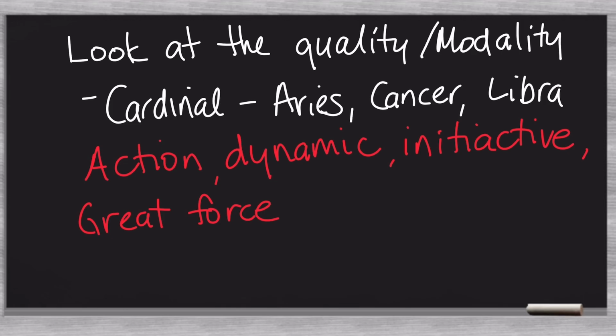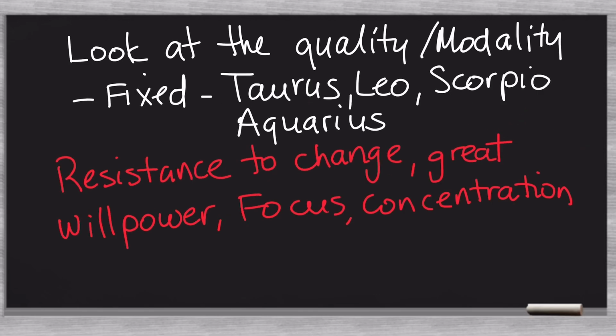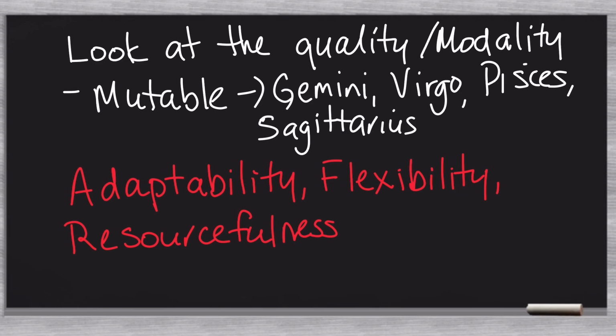Now, if we're looking at the cardinal signs, what does it represent? We're looking at Aries, Cancer, and Libra. So they are actually action-oriented. They're dynamic, interactive, and they have great force. If you're looking at fixed signs, Taurus, Leo, Scorpio, Aquarius, there's resistance to change. They do not like change, but they do have great willpower, great focus and concentration. And the mutable signs, Gemini, Virgo, Pisces, and Sagittarius, they're adaptable, they're flexible, and they're resourceful.